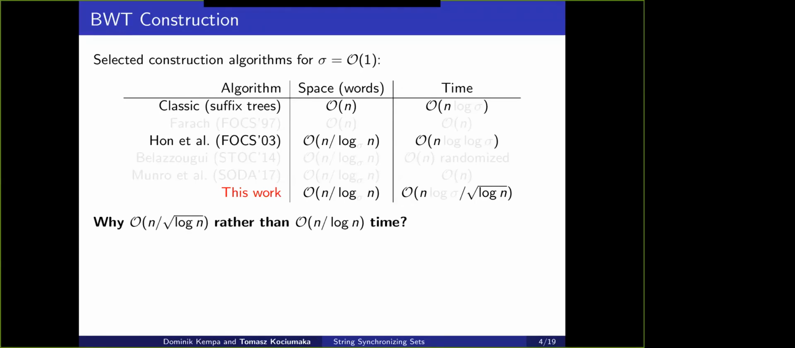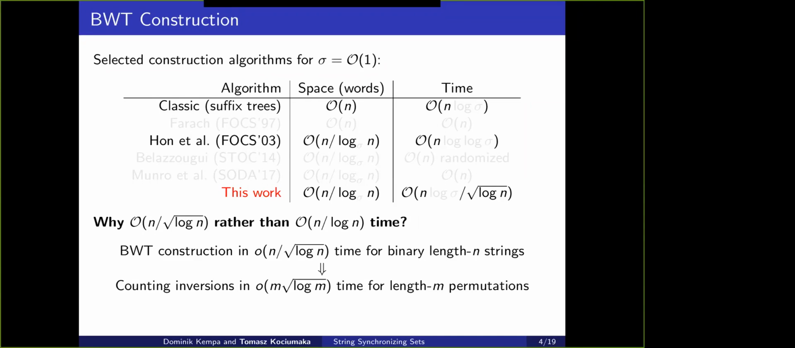And here a natural question comes to your mind: why is it square root log n? Why can't we shave the full log n factor? It turns out that there is some good reason for that. Namely, any improvement to our algorithm already in the binary case would mean that you could count inversions faster. Currently, the state of the art is m times square root log m over log m, sorry, m over square root log m, for a length m permutation. That's an algorithm by Chan and Pătraşcu from SODA 10 years ago.